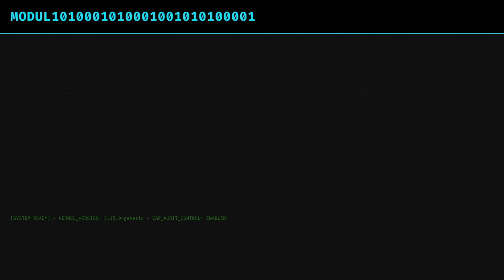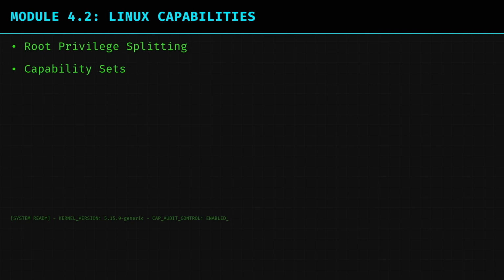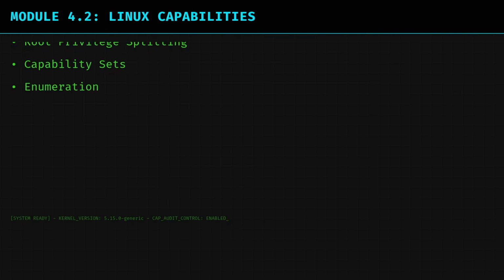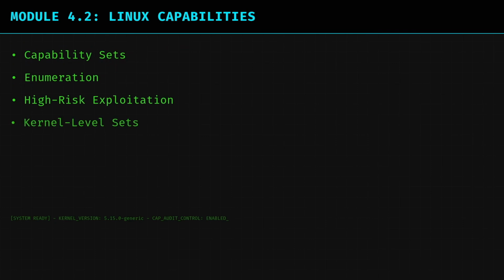Welcome to this deep dive into Linux capabilities. Traditionally, Linux permissions were binary. You were either a normal user or the all-powerful root. Capabilities change this by splitting root privileges into smaller, named permissions.